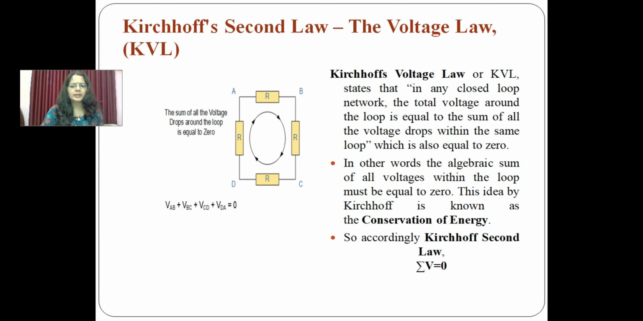So according to Kirchhoff's second law, or we can say Kirchhoff's voltage law, the summation of all voltage drops should be equal to 0. Means the sum of all voltage drops around the loop is equal to 0. In mathematical terms, we can say VAB plus VBC plus VCD plus VDA should be equal to 0. So this is known as Kirchhoff's second law, or we can say Kirchhoff's voltage law.